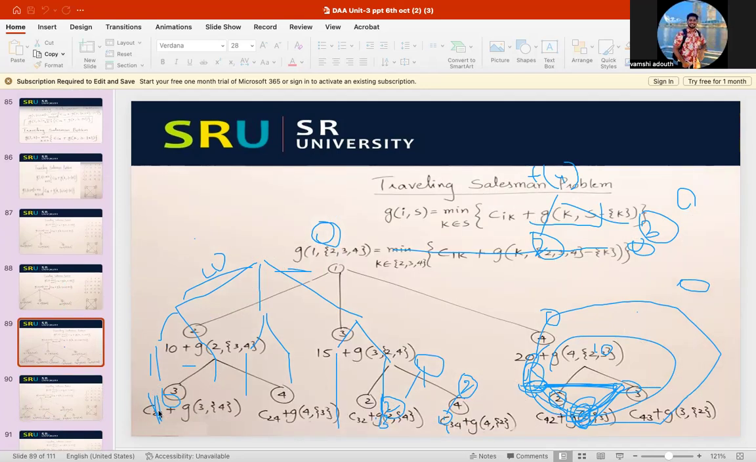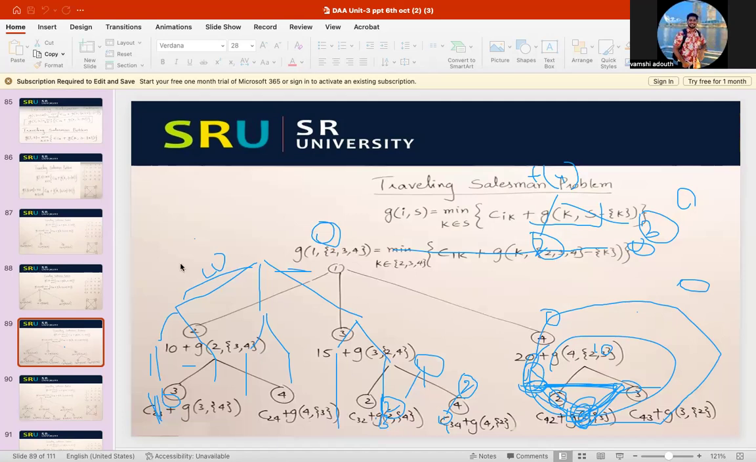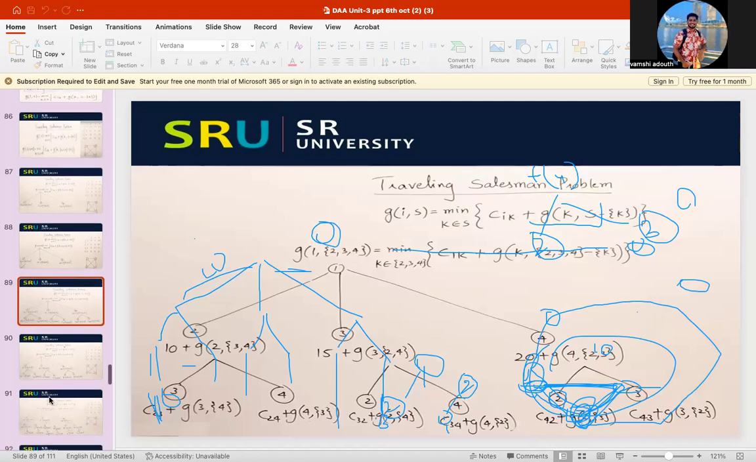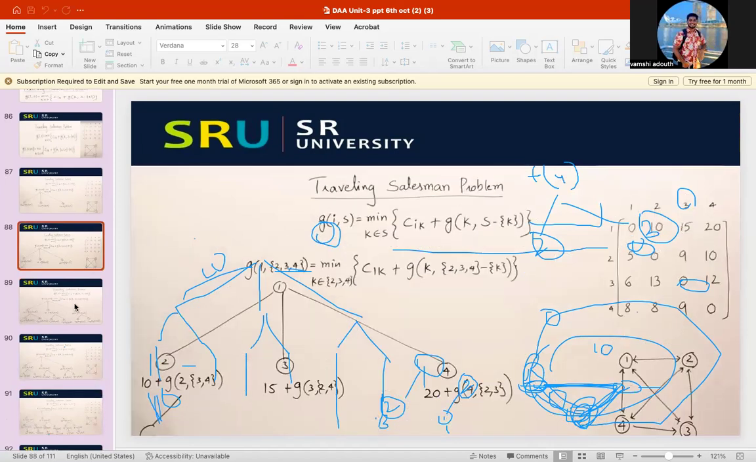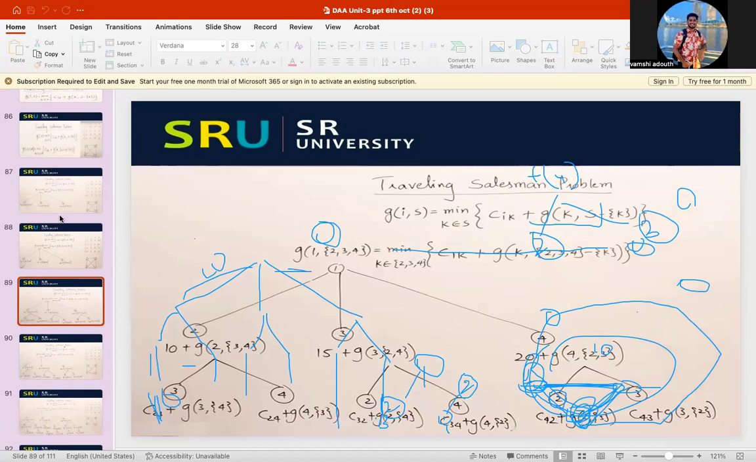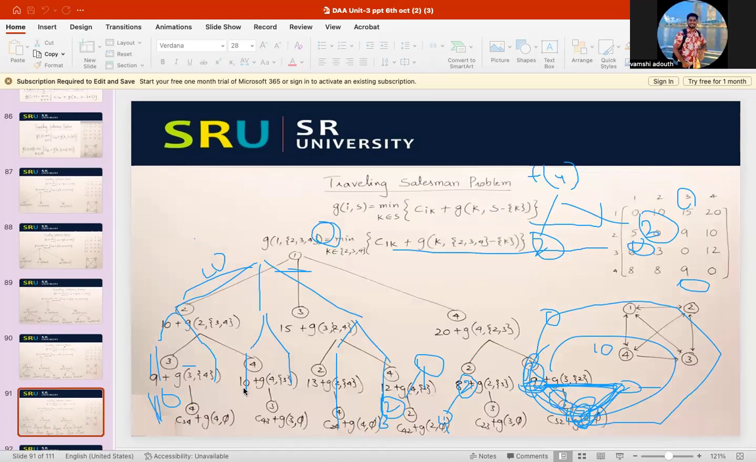If we see 2 comma 3, what is 2 comma 3 in the matrix? 2 comma 3, it is 9. So we have to write 9 here. Likewise, we have to write 9 here. Now we also got 1 comma 2. What is 2 comma 4? 2 comma 4 is 10. So we got value here 10.